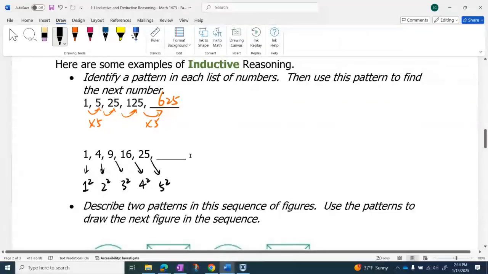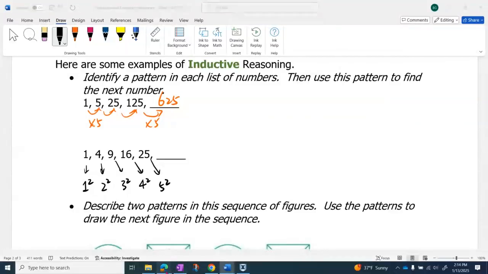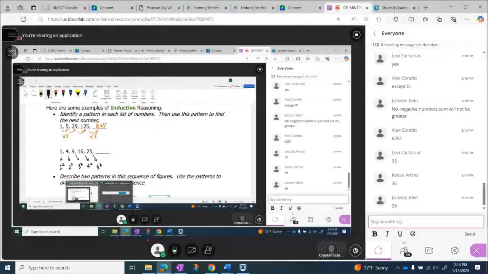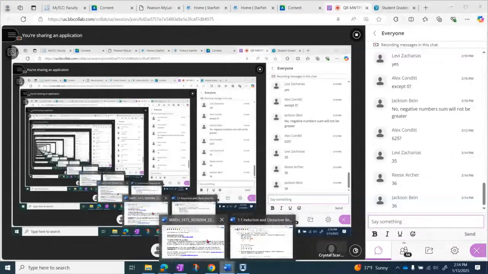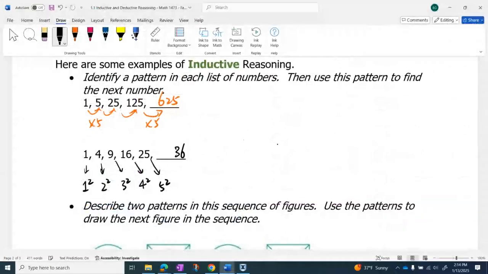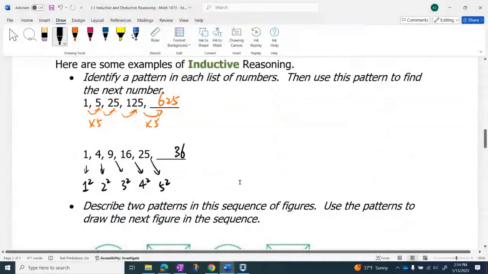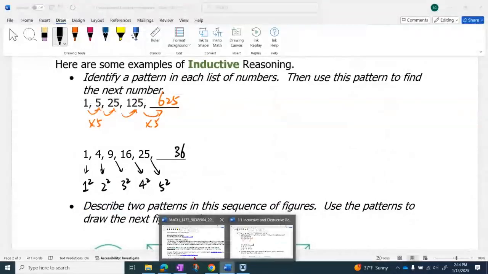So what's your conjecture? What's the next element? 36. Awesome. You guys are doing great. Perfect. I believe that's a typo, Levy. Yeah, it is 36, 6 times 6, 6 squared. Very good. Perfect. All right, so that is inductive reasoning.